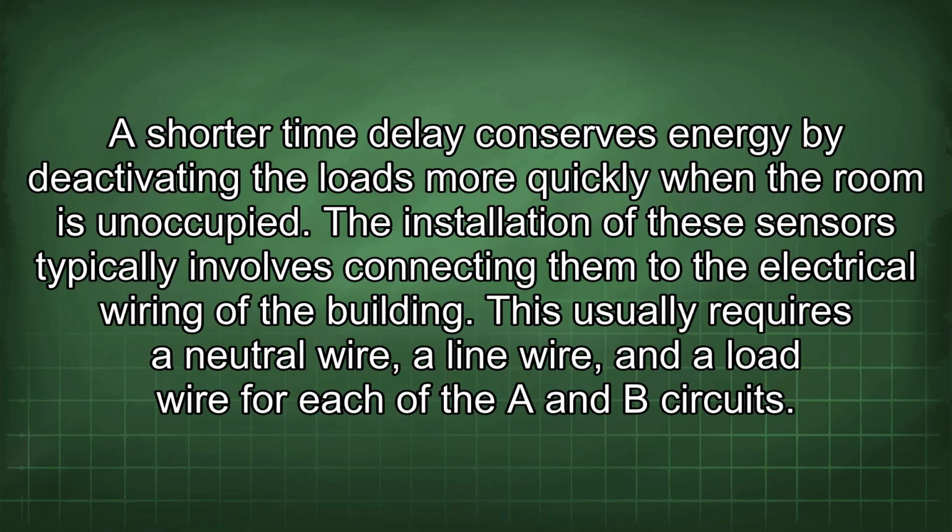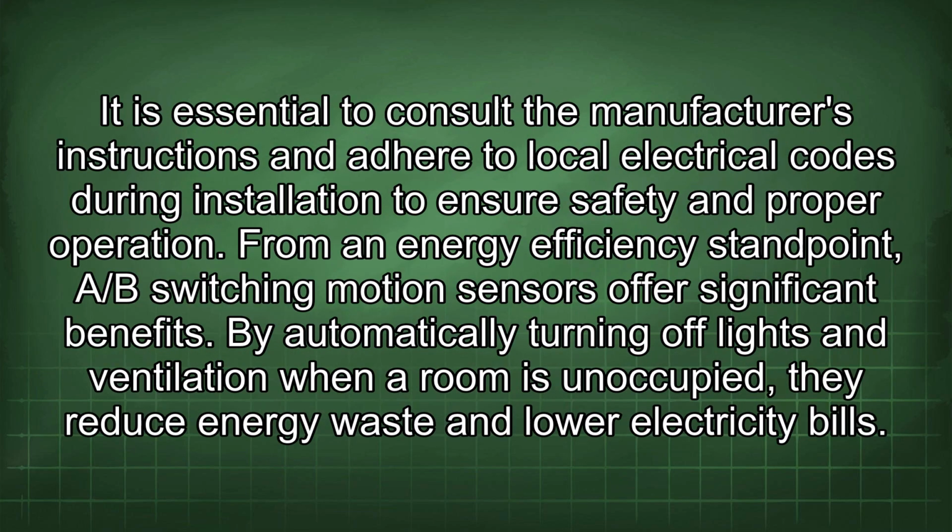The installation of these sensors typically involves connecting them to the electrical wiring of the building. This usually requires a neutral wire, a line wire, and a load wire for each of the A and B circuits. It is essential to consult the manufacturer's instructions and adhere to local electrical codes during installation to ensure safety and proper operation. From an energy efficiency standpoint, A/B switching motion sensors offer significant benefits.